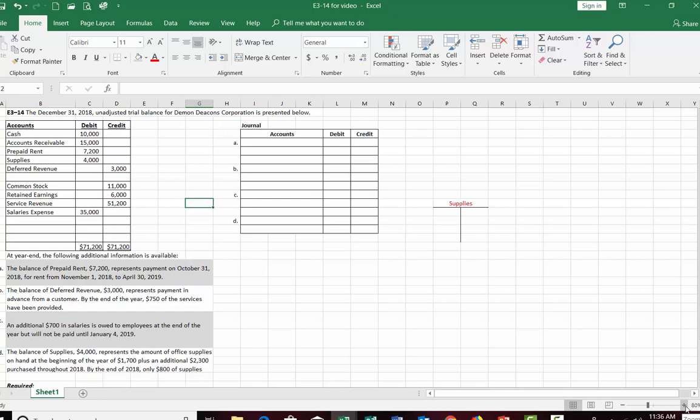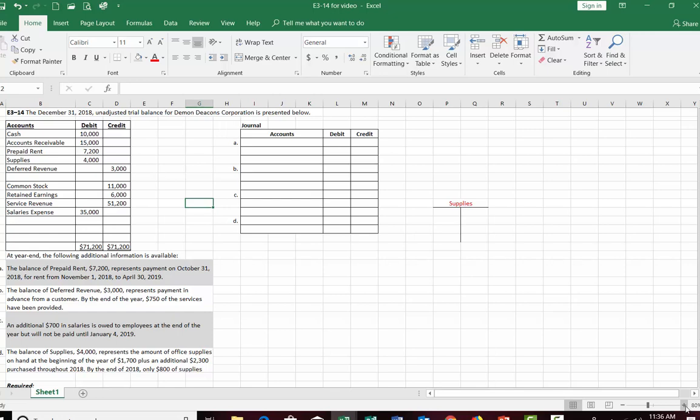Remember that adjusting entries happen at the end of the year. Let's say the end of the period. Sometimes we do them at the end of the quarter. So here is our information at December 31st. We have a trial balance, and I did add some extra lines in the trial balance just because I know what we have to do as we go along here.